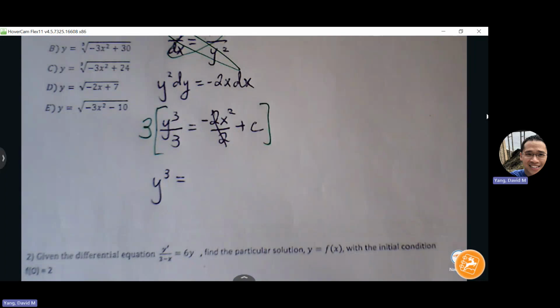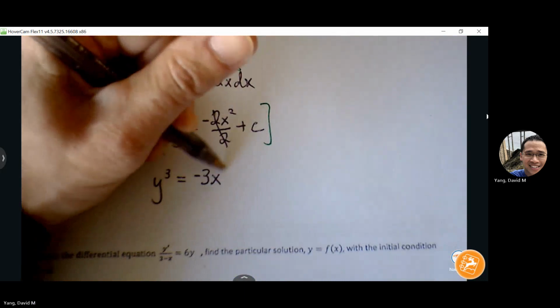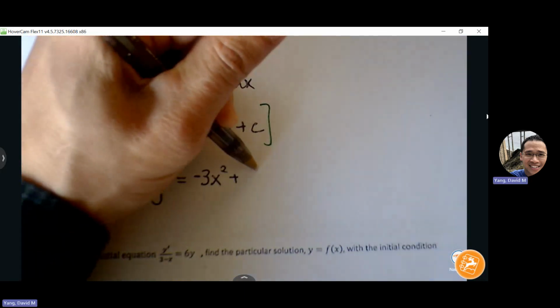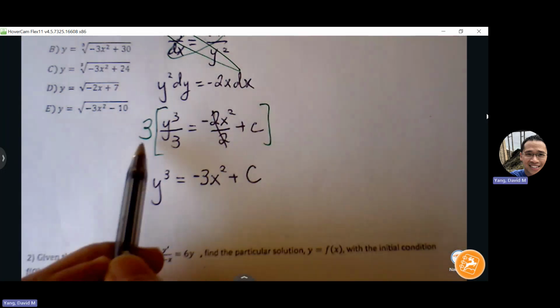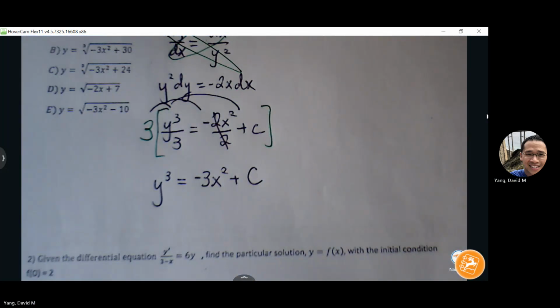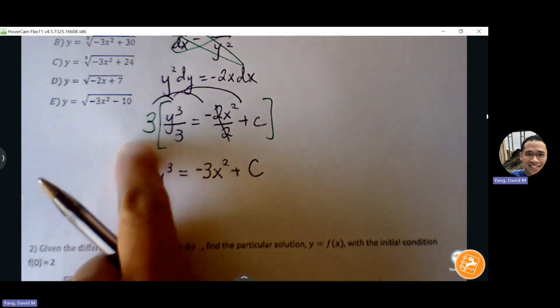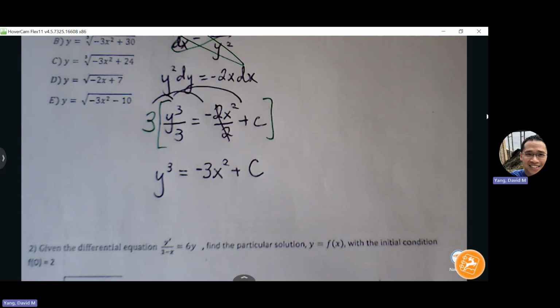Okay. The -2 and 2 cancel out. I've got to distribute that 3 through. Now we could say 3c, but we know that 3c is just some constant. So y cubed is equal to -3x squared plus c. Sorry? Why did I put it through that? Over here, yeah, just to indicate that I want to distribute through both sides of the equation, because whatever I do to one side, I have to match with the same process on the right side so that I'm maintaining balance. Okay.